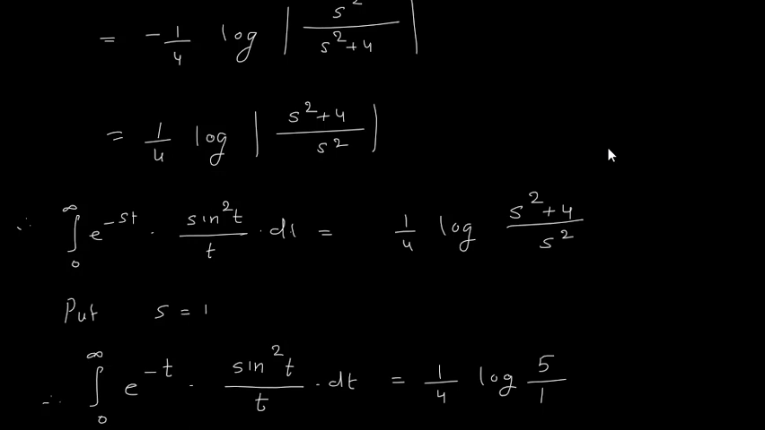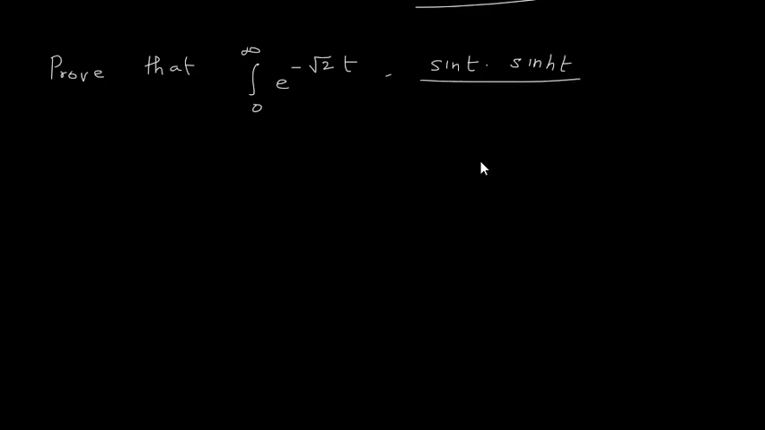So we will see one more question in which a hyperbolic function is involved. Okay, that is better. So I have one more problem here. We have to prove that the integral from 0 to infinity of e power minus root 2 t into sin t into sin hyperbolic t divided by t is equal to pi upon 8.